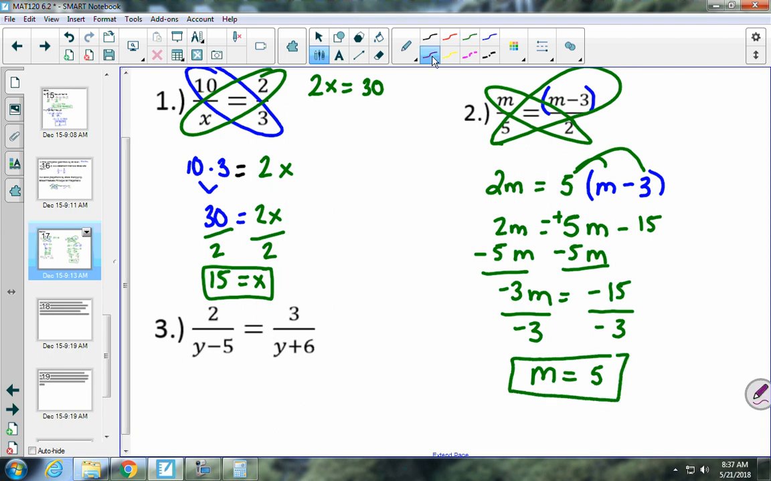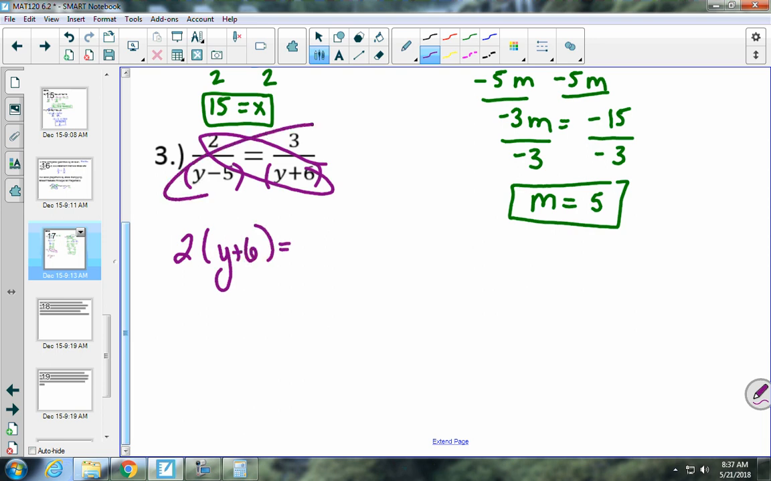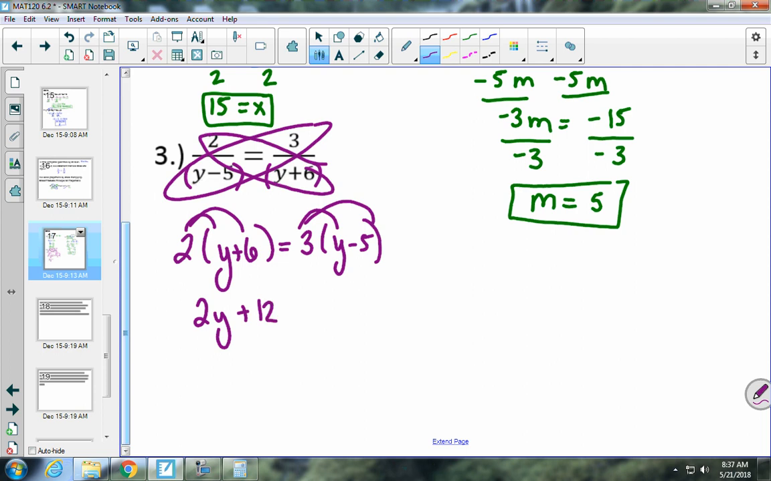If we look at number 3, we have that same issue where we have a variable minus a number and a variable plus a number. So I'm going to put parentheses around it. When I cross multiply, I have 2 times (y plus 6) equals 3 times (y minus 5). Remember to put your y plus 6 and your y minus 5 in parentheses. Then I'm going to distribute to get rid of my parentheses. So I'll have 2y plus 12 equals 3y minus 15.